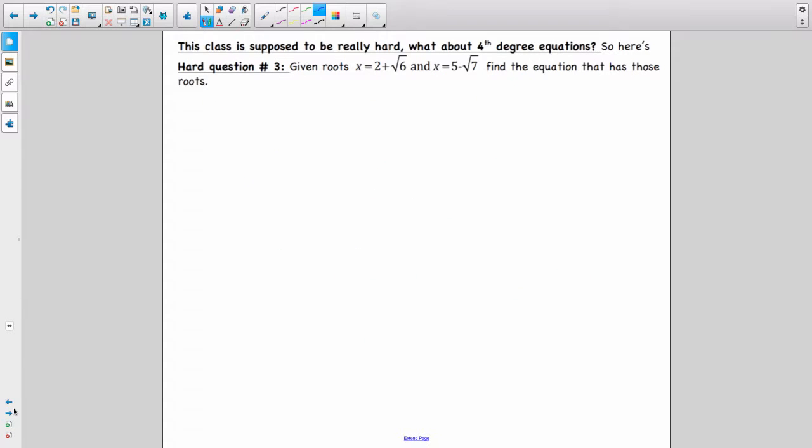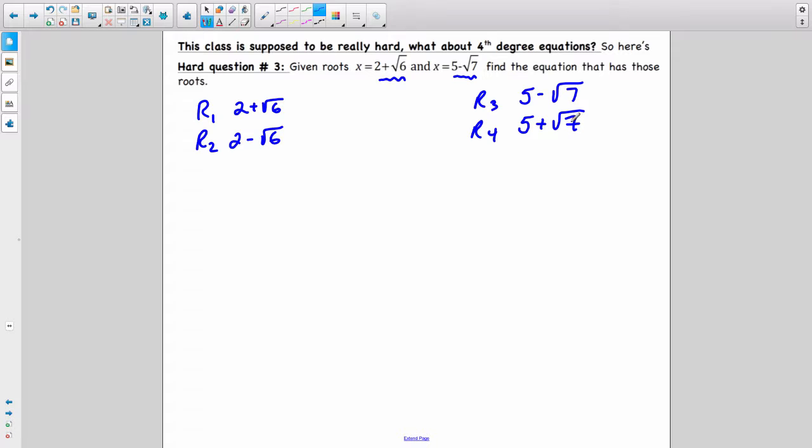How about a 4th degree? How do I know that this is 4th degree? I have 2 roots. Wouldn't you just say that that's a squared or a 2nd degree, right? Well, now you're so smart. You realize that these are irrational, so they must come in pairs. So here's root number 1. Here's root number 2, the conjugate. Over here, root number 3, and root number 4, the conjugate.